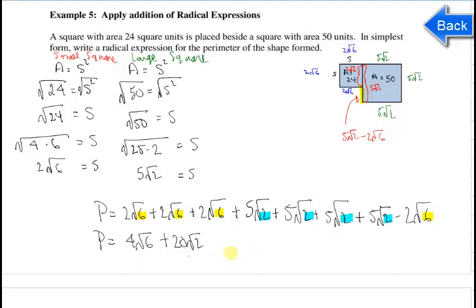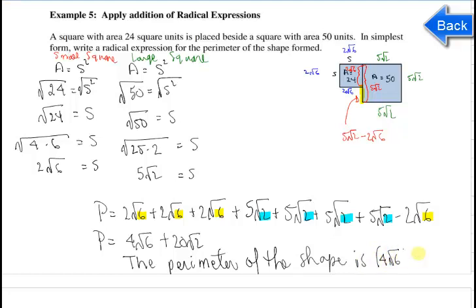And so the perimeter of the shape is 4 root 6 plus 20 root 2 units. Okay, I use the word units because I don't know what my dimensions are. I don't know if it's centimeters or millimeters or what, right? So I'm going to say units.